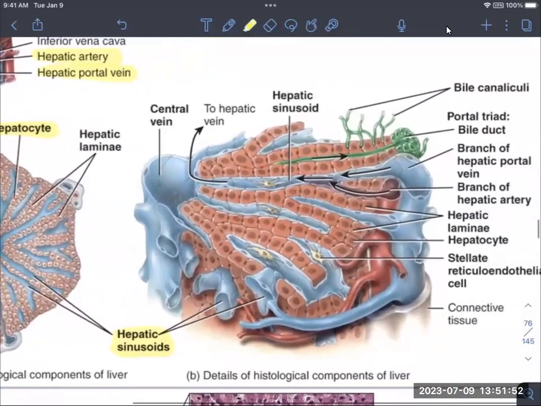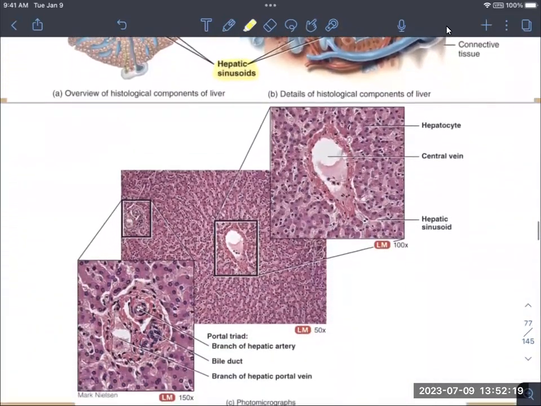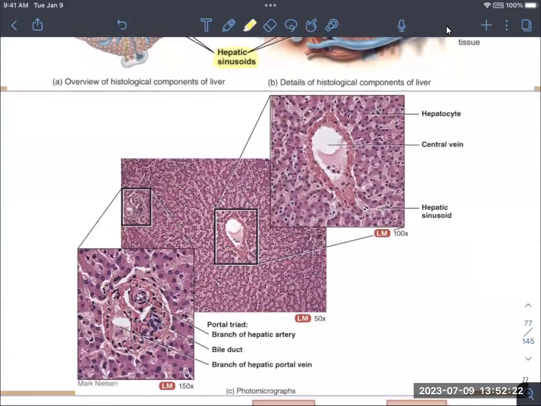Here we can see it even further broken down. Here is this bile duct, that hepatic portal vein, that hepatic artery. We see all of these hepatic sinusoids. So these are all working to get nutrients, get rid of, and absorb bile. Here we can see it in an actual slice on the microscope. As it gets larger and larger, you can see that portal triad. You can see all these different sinusoids and those different hepatocytes throughout.